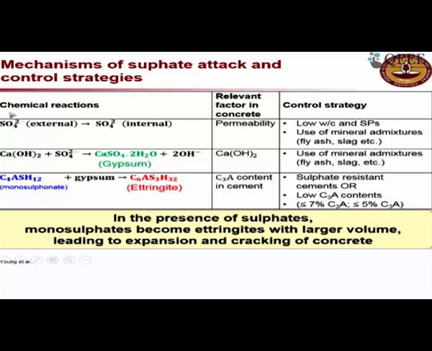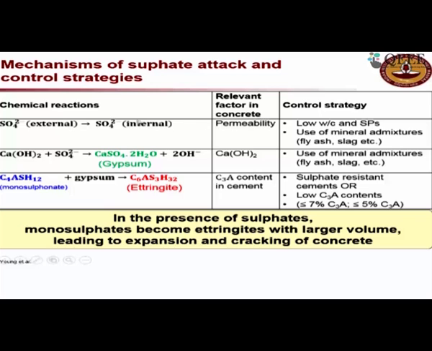As you can see here, we are looking at chemical reactions, then the relevant factor in the concrete, and then how we can control this sulfate attack, or how we can minimize it. So in the first row here, you can see sulfate external going to sulfate internal. What it means is, if your concrete is exposed to either a soil or a water body which is rich in sulfates, it will somehow penetrate into the concrete. It might take several decades, but it can eventually penetrate into the concrete.